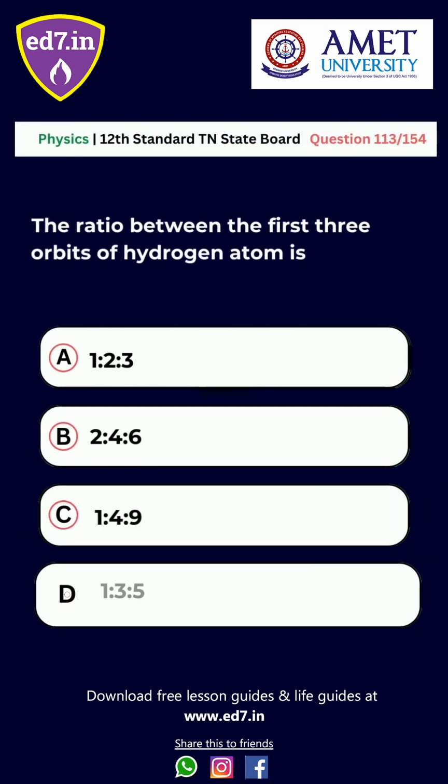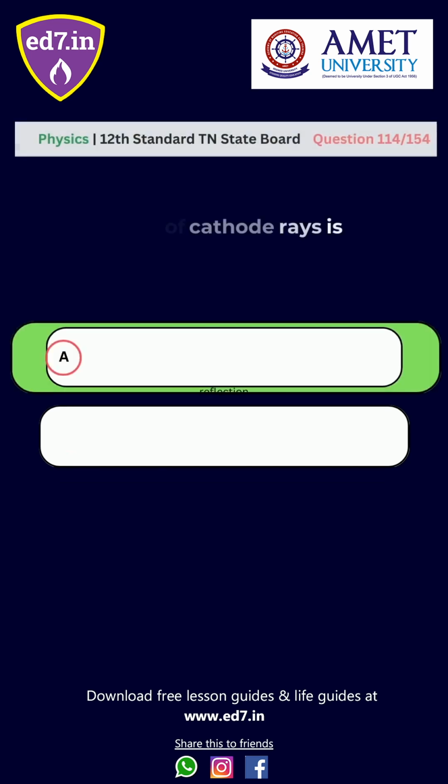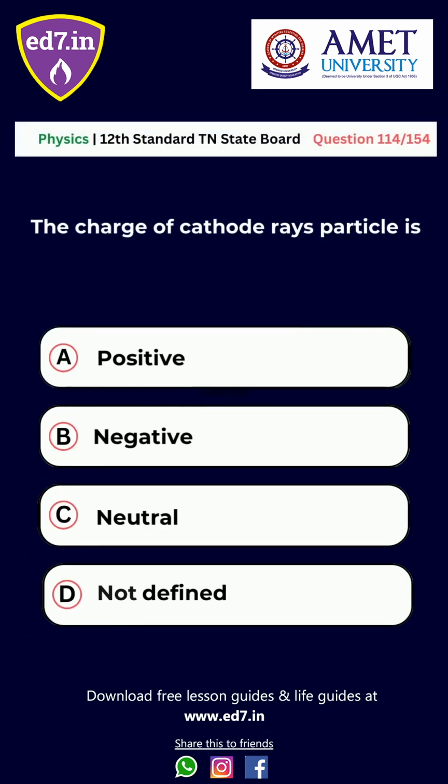Question number 113. The ratio between the radii of the first three orbits of hydrogen atom is: option A 1:2:3, B 2:4:6, C 1:4:9, D 1:3:5. The right answer is option C, 1:4:9. Question number 114. The charge of cathode rays particle is: option A positive, B negative, C neutral, D not defined.